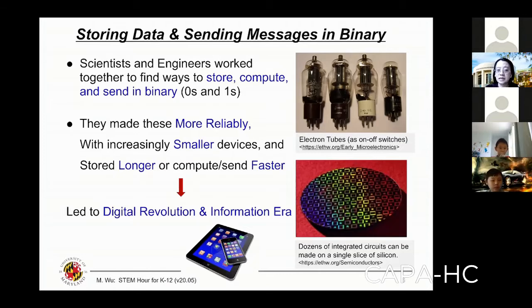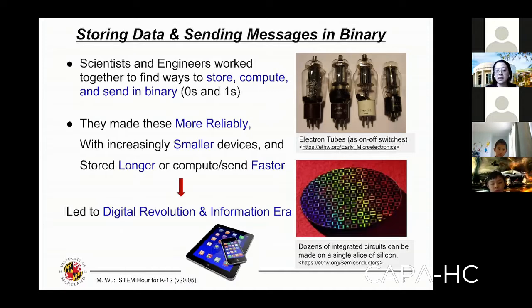So scientists and engineers have figured out ways to store binary numbers and do computations with just the binary numbers directly. They can do addition, subtraction, multiplication, all the things you have learned in the decimal. We will be able to find a way for the machine to do them. And in addition, over decades, they have worked together to find ways to make those computations and transmissions of the binary numbers reliable.